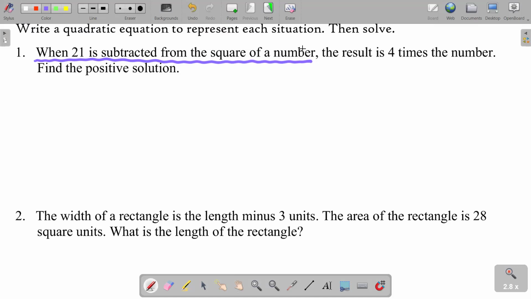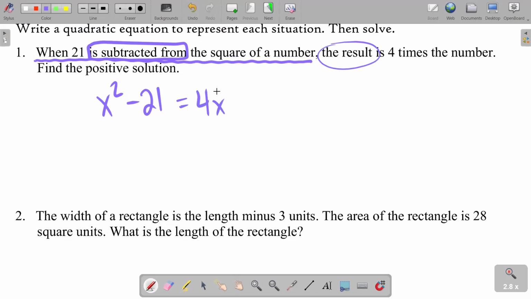21 equals... The "is" is not the equals in this case, and I appreciate the sentiment because it normally is, but it's part of "is subtracted from." 21 minus x squared. When 21 is subtracted from the square of a number. So you're welcome to fill this in as we go. In fact, you should be. When 21 is subtracted from the square of a number, the result is 4 times the number. What's that going to be?